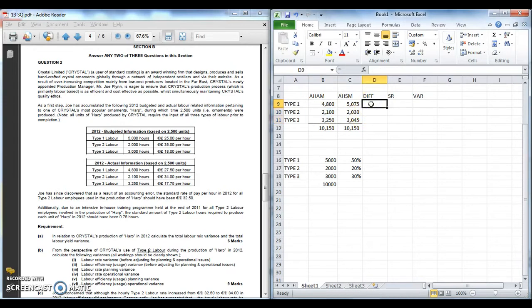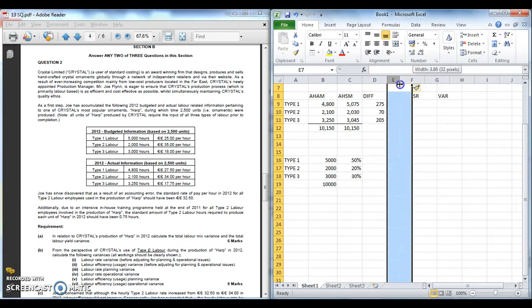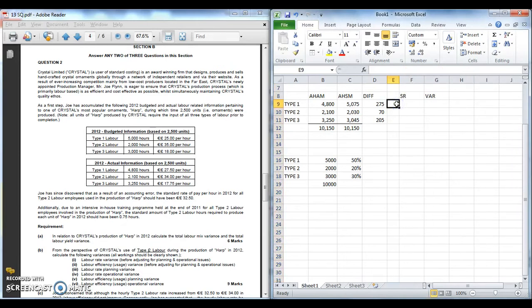Well, the difference here is 4,800 versus 5,075. 275 is the difference. The difference here is 70. And the difference here is 205. Now we put in an extra column here just for Excel purposes. It's always good discipline to label it whether it's an adverse or favourable variance.